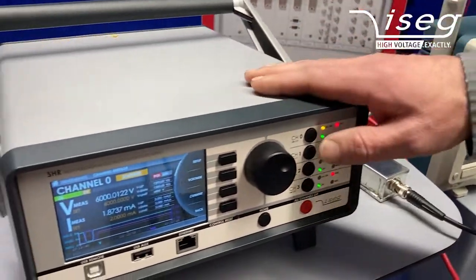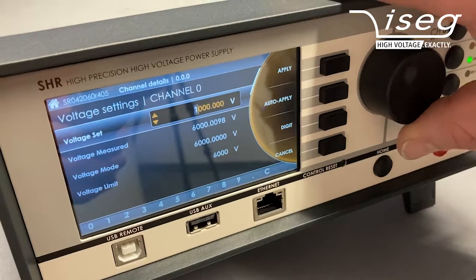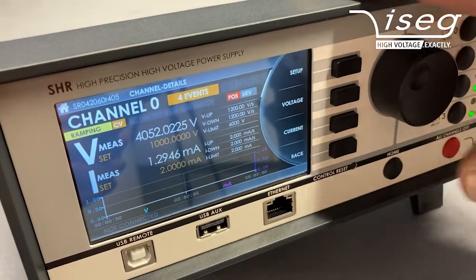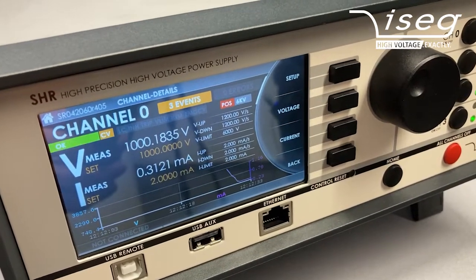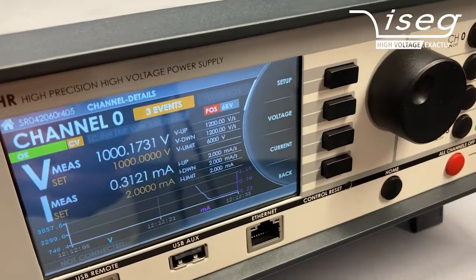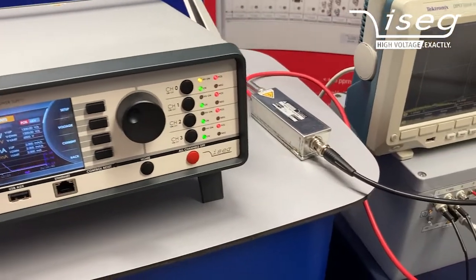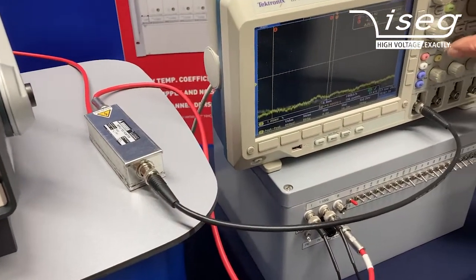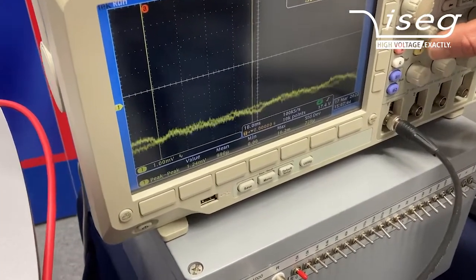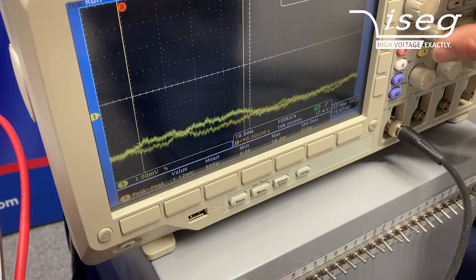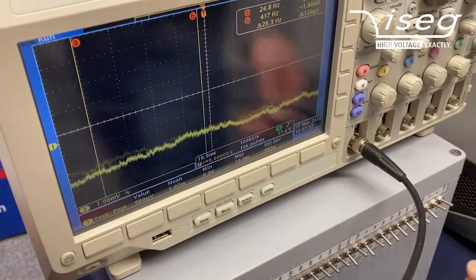We can also go to a different operating point. Let's say we reduce the voltage, go to 1000 volt, for example. So ramping down. And again, have a look at the oscilloscope. And the same picture, we have a ripple and noise value just around 1 millivolt. This is now at a relatively low load.